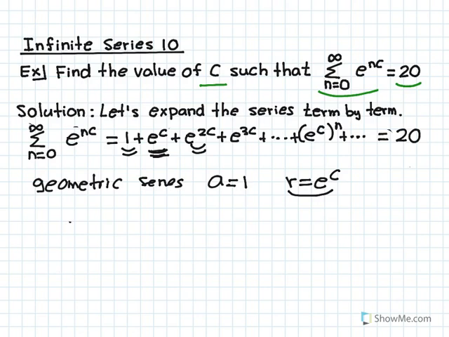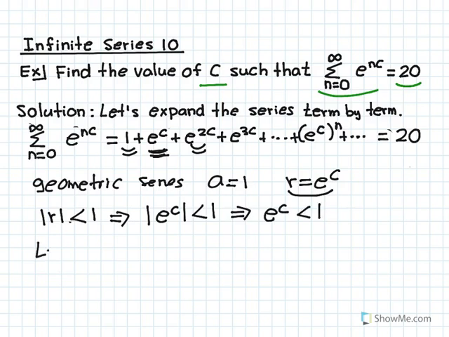Now, for this infinite geometric series to converge to a finite sum, we need the absolute value of r to be less than 1. That means the absolute value of e to the c must be less than 1. Now, exponential functions are always positive, so we don't need the absolute value. That means e to the c is less than 1. Log both sides, we get ln of e to the c is less than log of 1. Log cancels e, and we get c is less than log of 1, which is 0. That means c has to be less than 0. It has to be a negative number for this geometric series to converge and have a sum of 20.